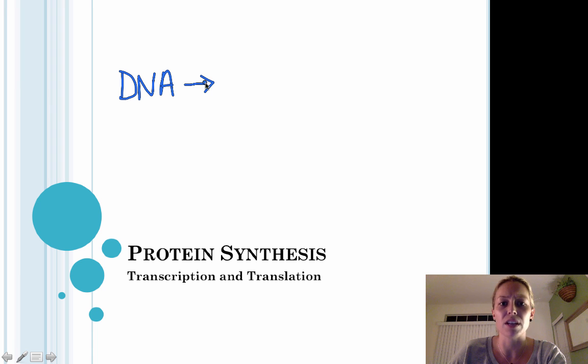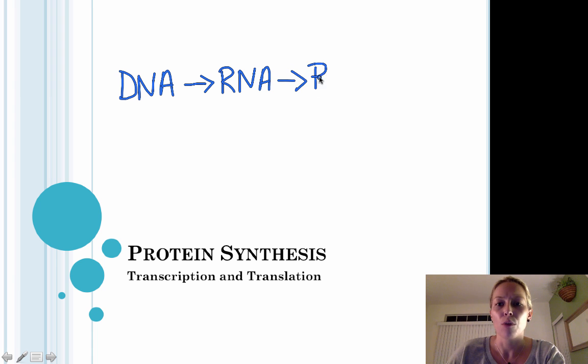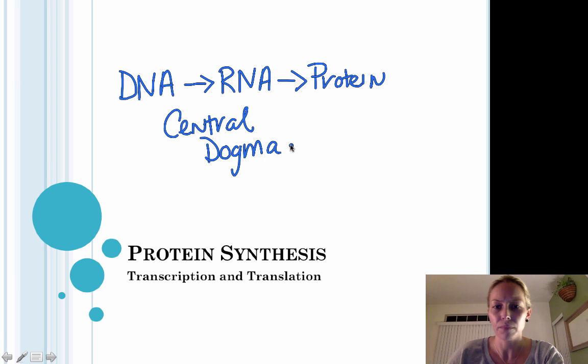The central dogma of DNA is that DNA then goes to RNA, which, as we know, transmits genetic information. And then RNA, we're going to find out, ends up producing or helps to produce proteins. So this idea that we go from DNA to RNA to proteins is referred to as the central dogma of DNA.